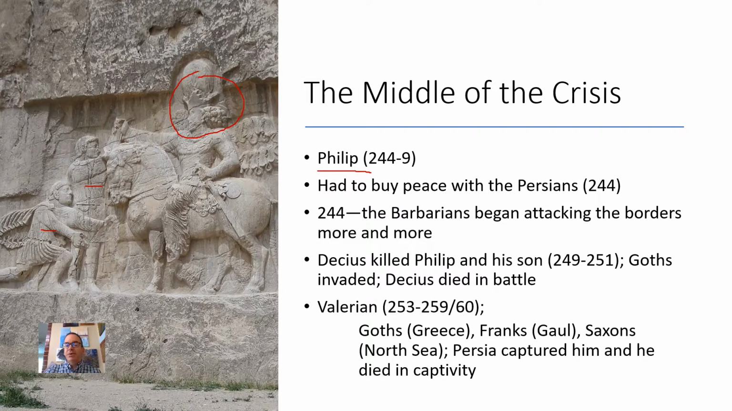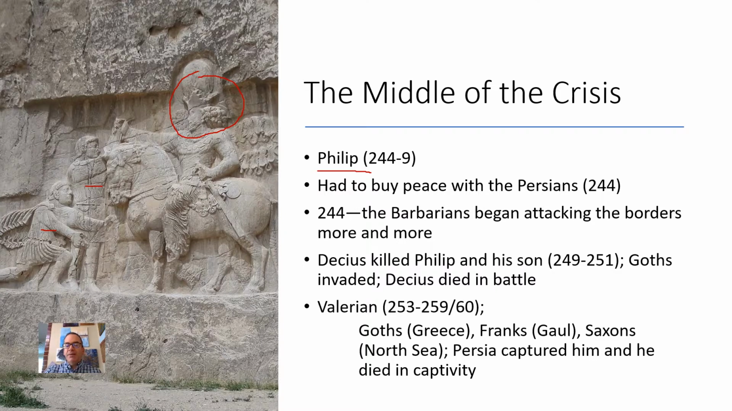So Philip had to negotiate with Shapur to pull the Romans out of a disastrous situation, and Philip also had to pay a large indemnity, or large payment, to the Persians every year to keep them from reinvading. So he didn't get a very good name because of that.